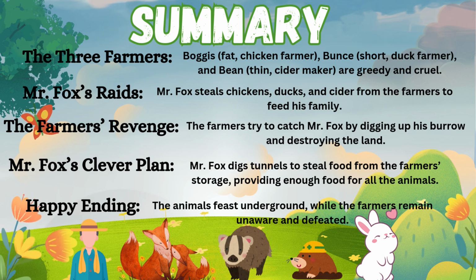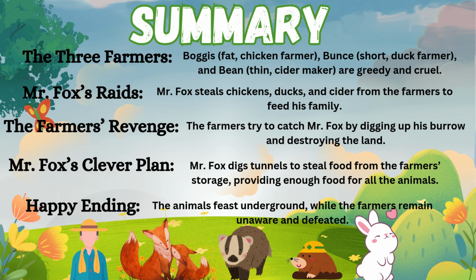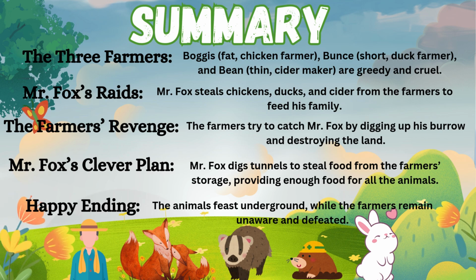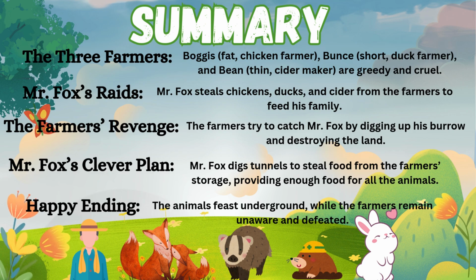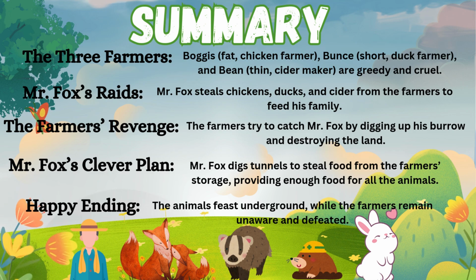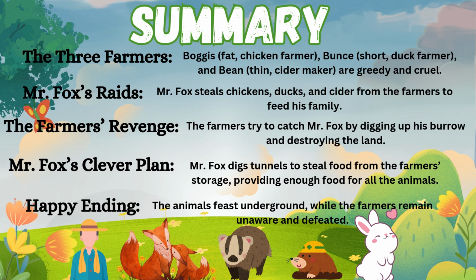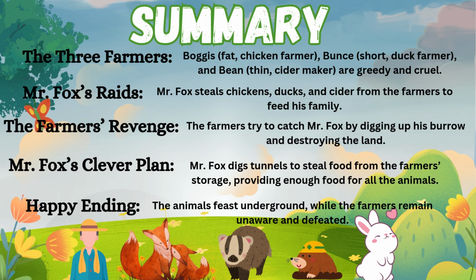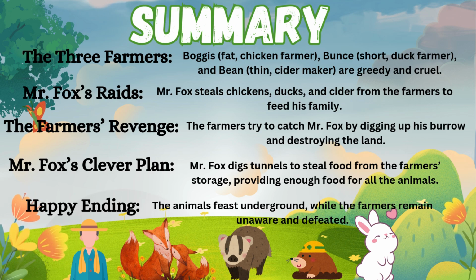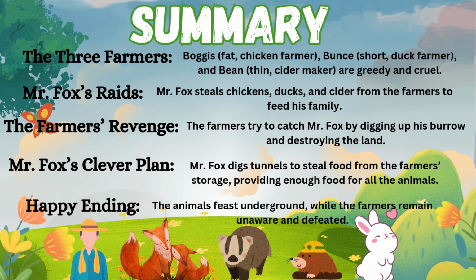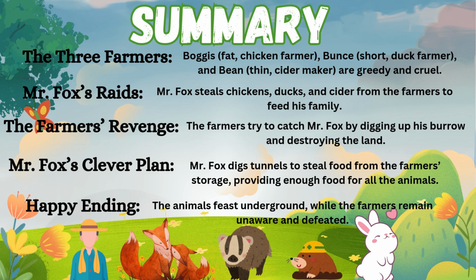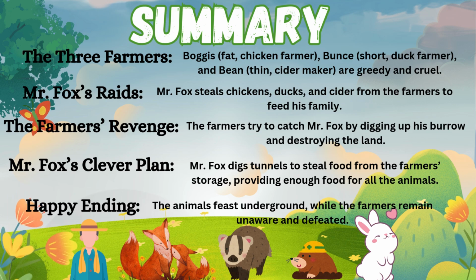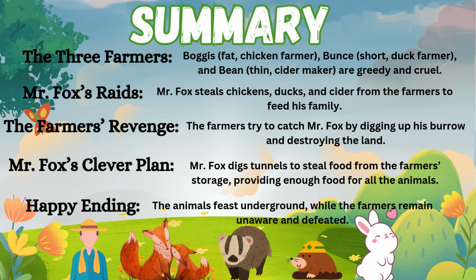Living nearby is Mr. Fox, a clever and resourceful fox who lives with his family, Mrs. Fox, and their four children. To provide food for his family, Mr. Fox raids the farms of Boggis, Bunce, and Bean every night, stealing chickens, ducks, and cider. The three farmers are furious with Mr. Fox for constantly outsmarting them. They decide to catch him once and for all.